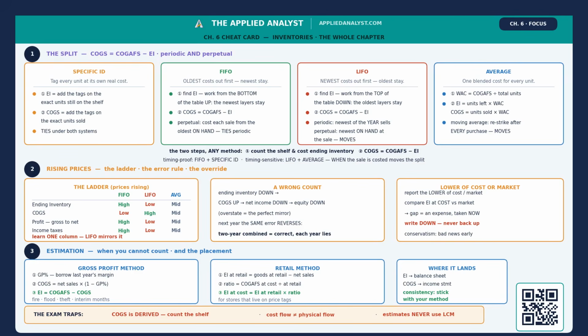The traps ride the footer. Cost flow never has to match physical flow. Cost of goods sold is derived. You count the shelf. And no estimation method touches lower of cost or market.